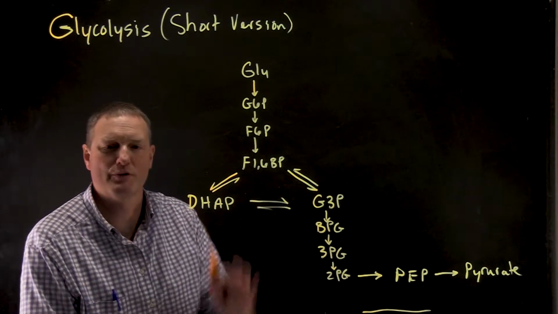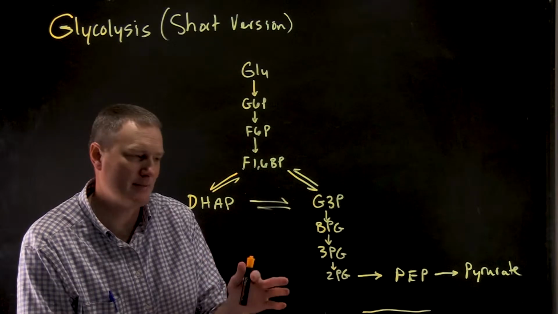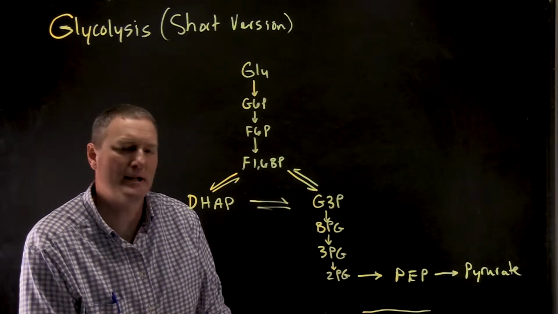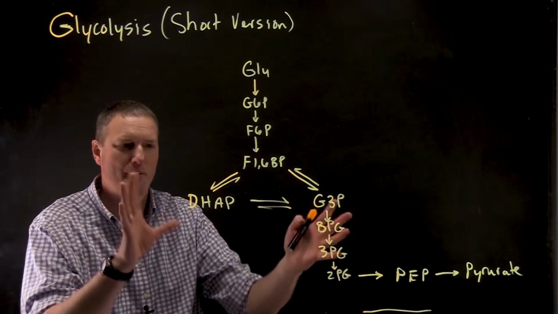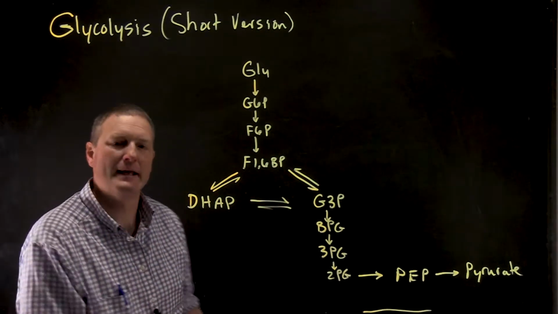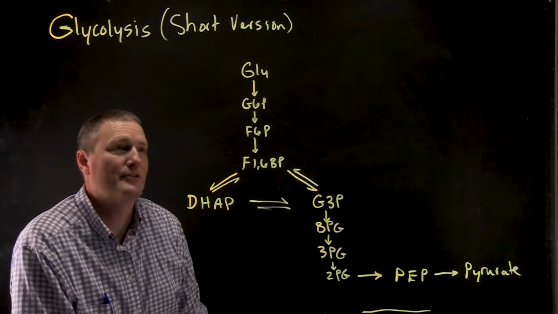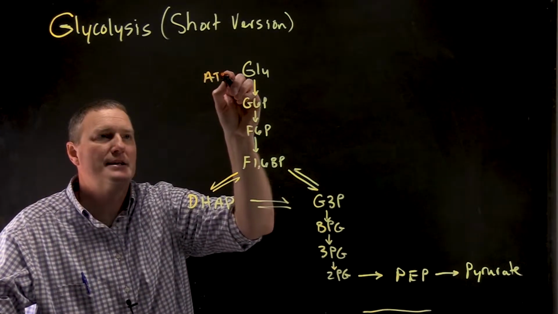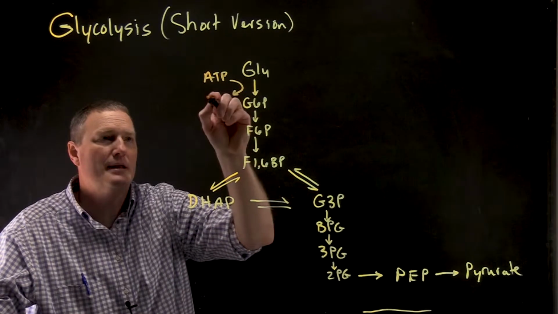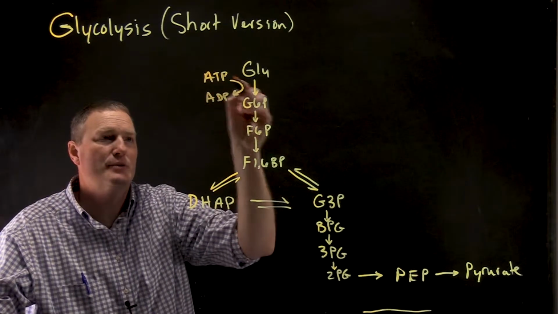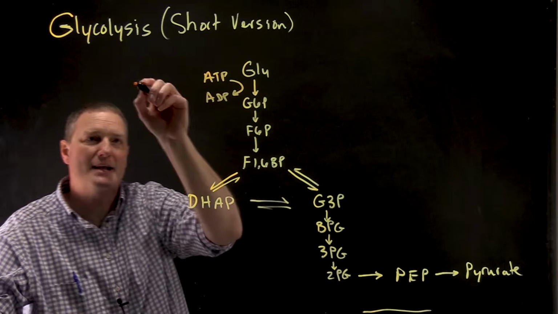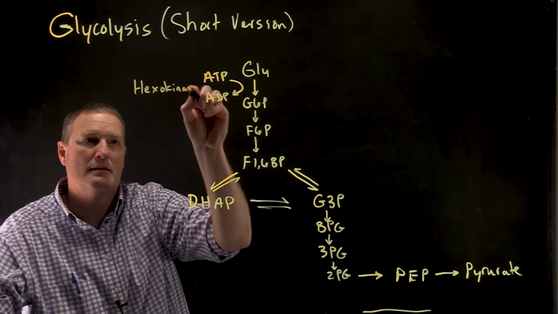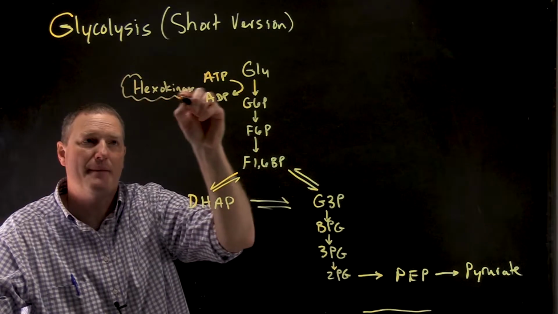One thing I want to do in the short version is put in the important enzymes and also where ATP is either made or used, and just point out a couple things that, if you could memorize this short little mnemonic, it'll definitely help you understand glycolysis better. So first off, let's put the fact that ATP is utilized here in this first step. So ADP is created, and the enzyme that does that is hexokinase. That's the first enzyme in the pathway.